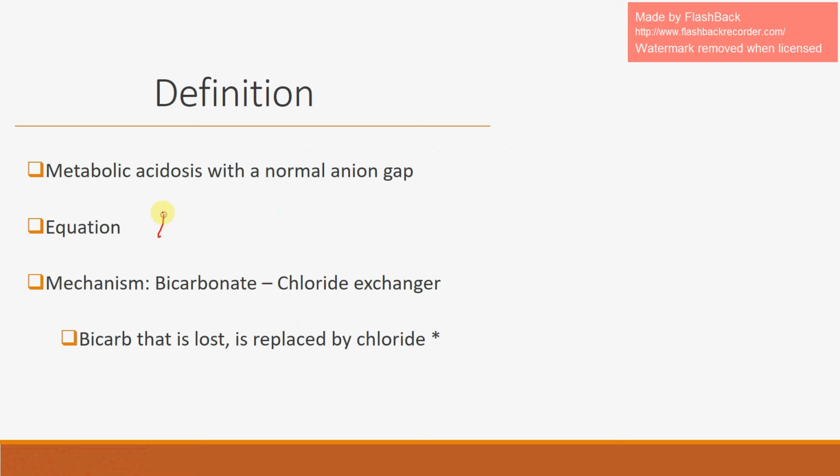Okay, so how do we calculate an anion gap? Let's talk about the basics first. An anion gap is essentially the sodium, right, minus the chloride minus the bicarb. And the normal limit will be between 8 and 16 for the most part. That varies a little bit, but it's usually between 8 and 16. We call that a normal anion gap.